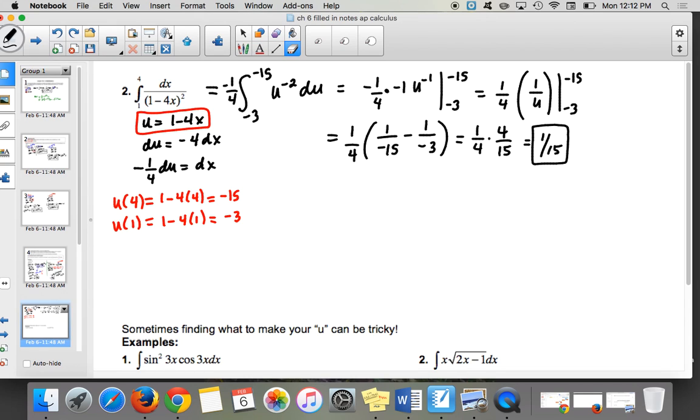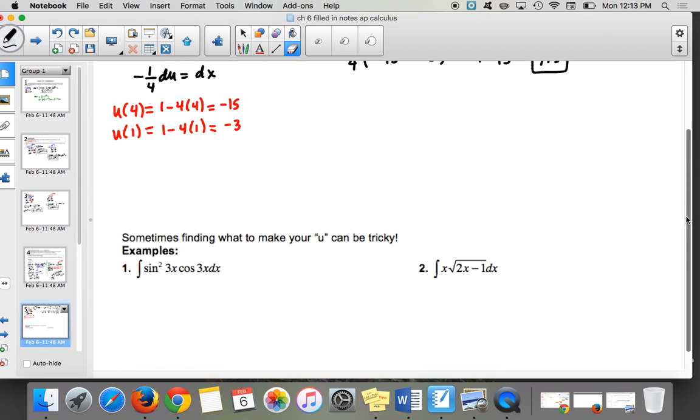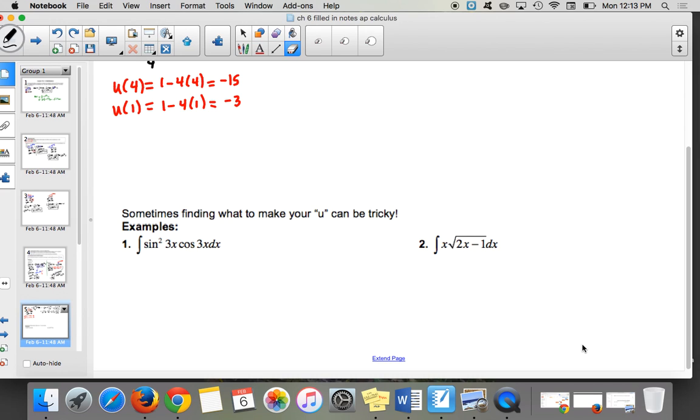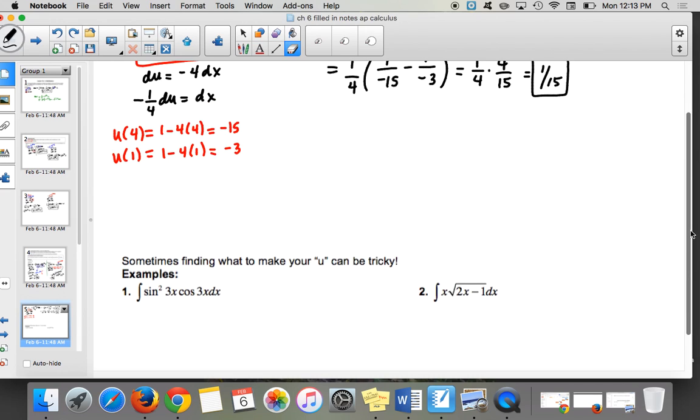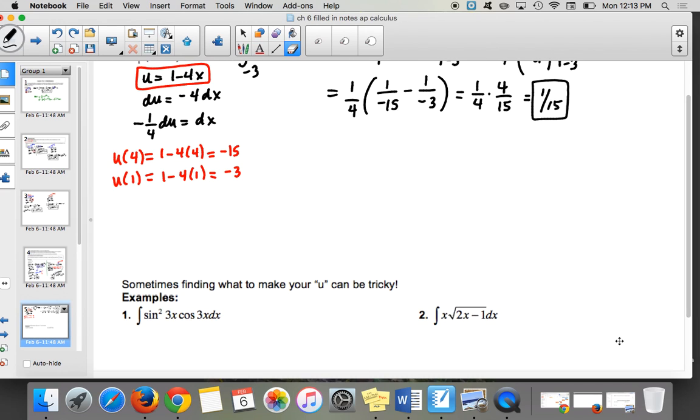All right. Are you guys understanding this process? All right. So sometimes finding what to make your u can be a little bit tricky. In this case, I have sine squared of 3x, cosine of 3x. Your u is not just 3x in this case. Okay, so any ideas on what we should make our u?